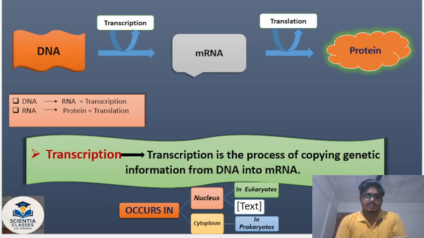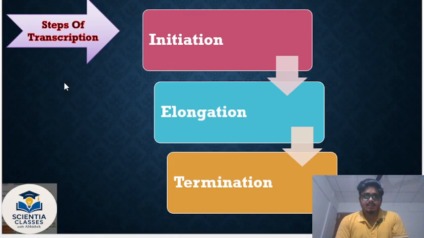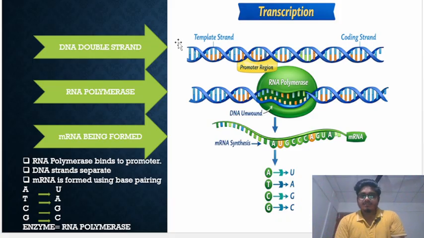The transcription process is divided into three parts. There are steps of transcription. The first step is initiation, the second step is elongation, and the third step is termination. Here is the diagram of the transcription process. First, there is double-stranded DNA. Here is the template strand, here is the promoter region, and here is the coding strand. The template strand is the one which will be copied.